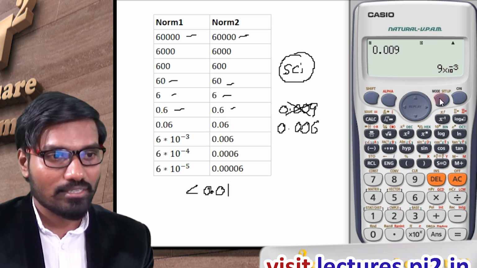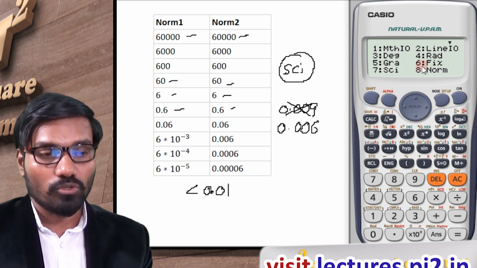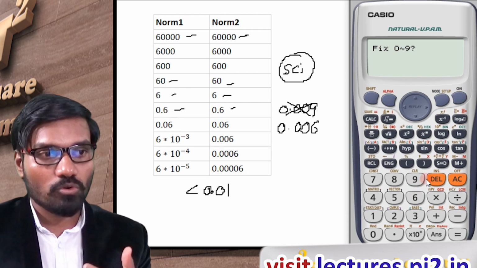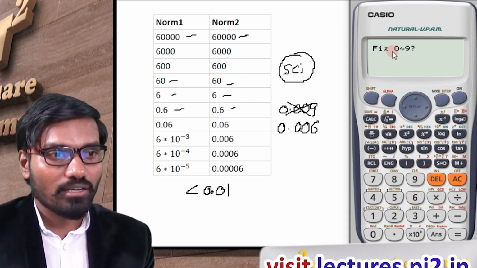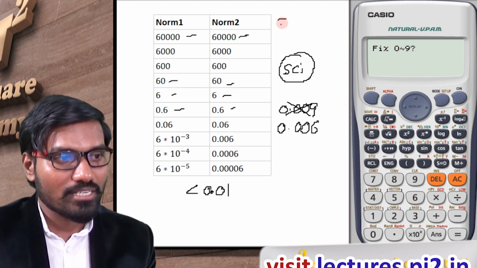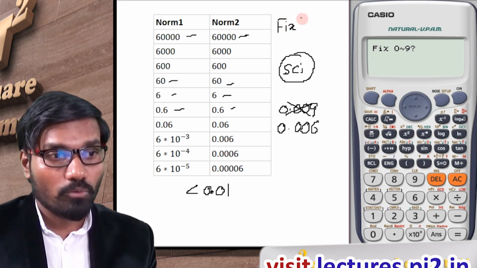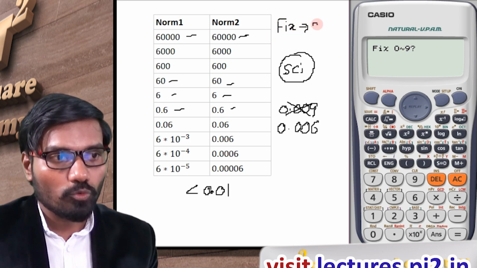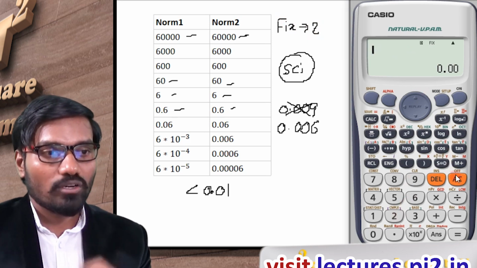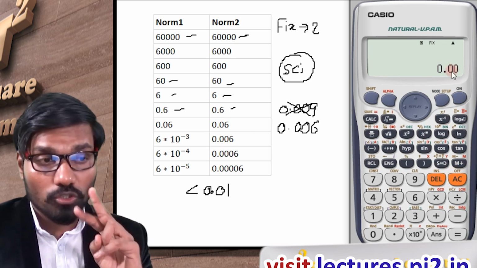Now let's go to the other setup, that is fix mode. Let me just hit that 6. I am into fix mode. This fix mode is for how many decimal points you want to fix. This fix is for the number of decimal points. If I enter 2, now the result will be fixed to 2 decimals. Result will always be fixed to 2 decimal points.